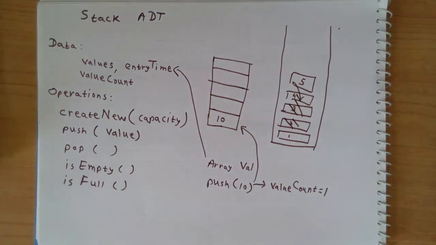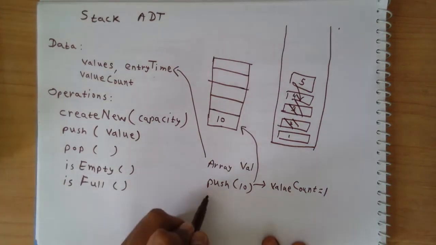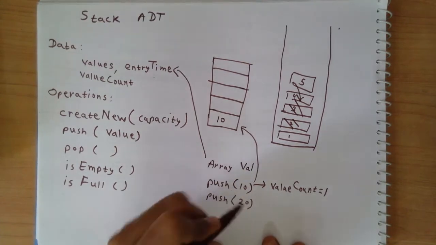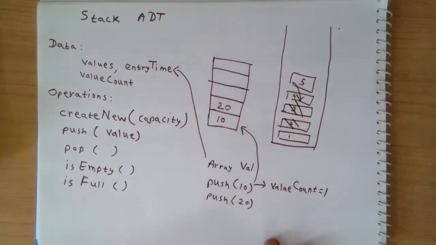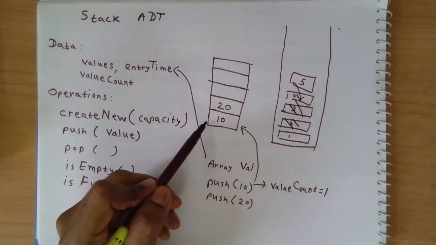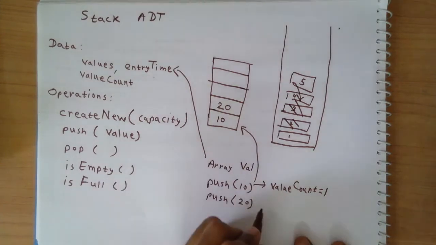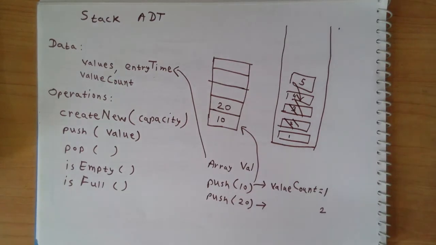And then what is going to happen next? I can push more values. I can say push 20. Okay, with that, I will add 20 to the next slot, because slot 0 corresponds to the oldest entry time. So slot 1 would store a value corresponding to a newer entry time, and then my value count would change to 2. That's the change that will happen.